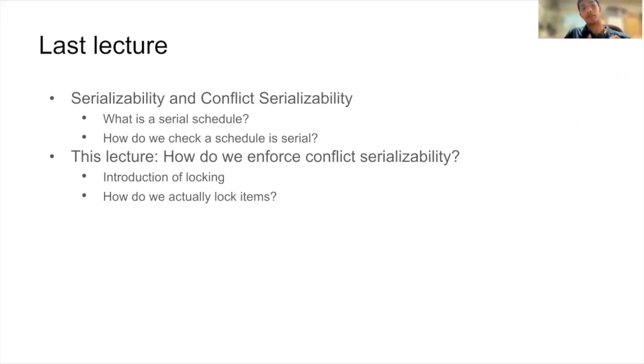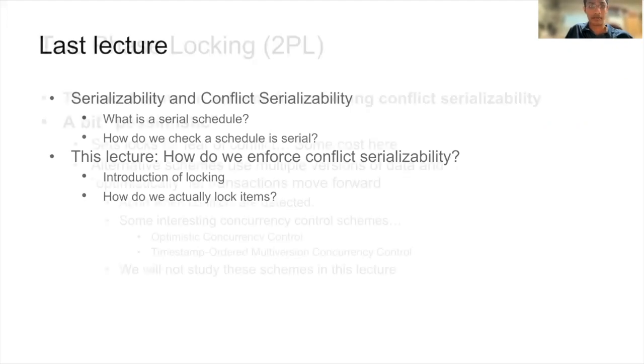Now, checking for serializability, as we call it, is actually very difficult. And so we chose to use a smaller subset, conflict serializability, which was much more efficient and easier to check for. In this lecture, we'll be talking a little bit about how we enforce conflict serializability, and we'll introduce locking and talk about how we actually lock items.